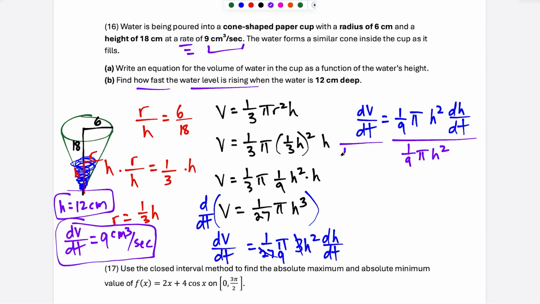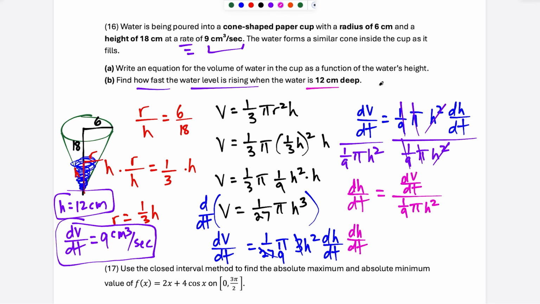Okay, so divide both sides by 1/9 pi h squared. I could plug in and then solve at the end, or I could just solve for dh/dt all at once and then plug in to get our answer. So we have dh/dt is equal to dV/dt divided by 1/9 pi h squared. So now what is the rate of change of the height when the water is 12 centimeters deep?